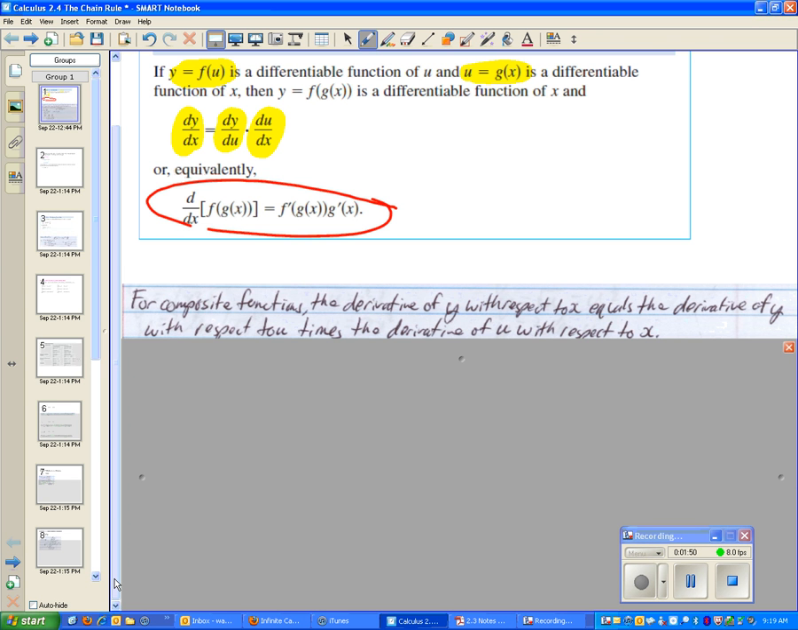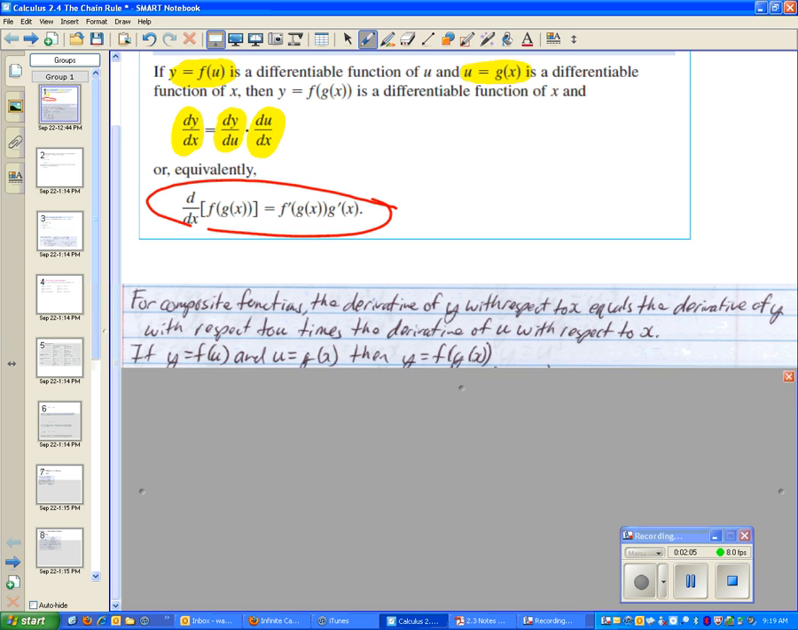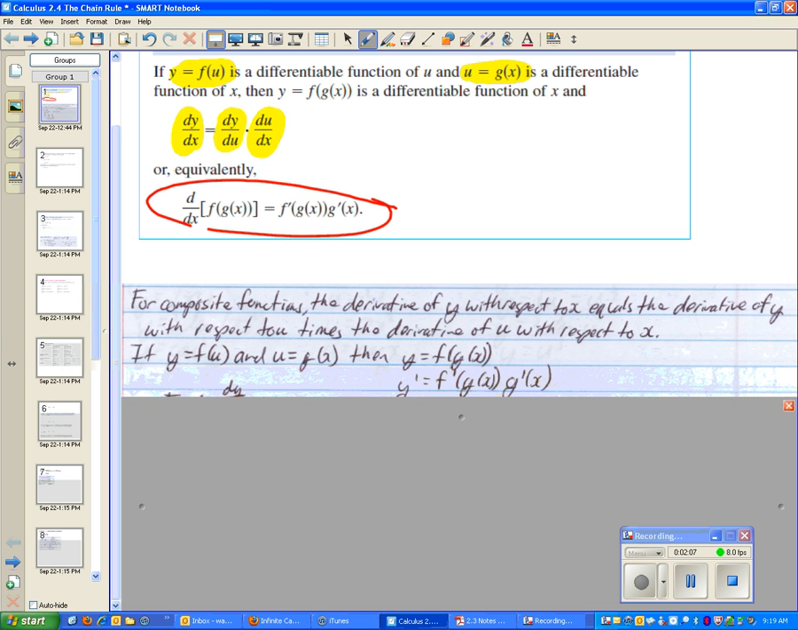All right, so for composite functions, the derivative of y with respect to x, which is what we want, the derivative to have x as its variable when we're done with it, equals the derivative of y with respect to u times the derivative of u with respect to x. And then I wrote it out there the same way the book does. Now, this will start to make a little sense to you when I work an example for you.